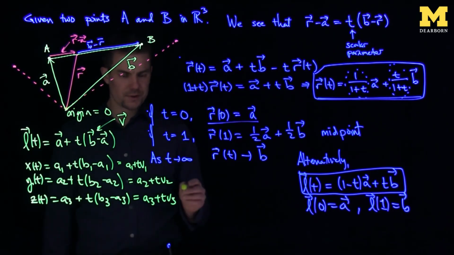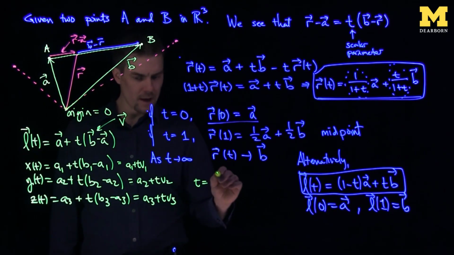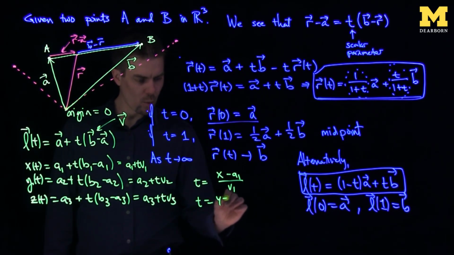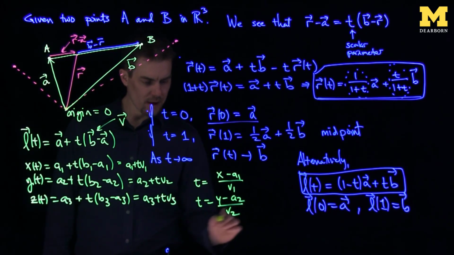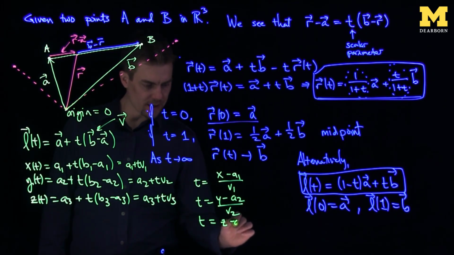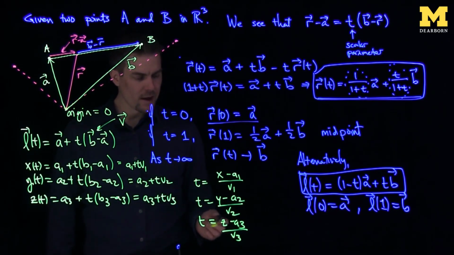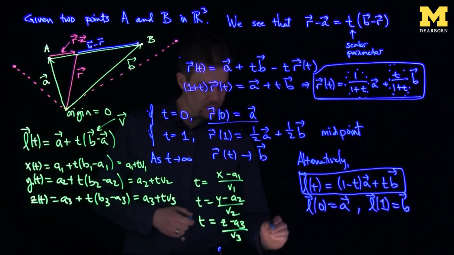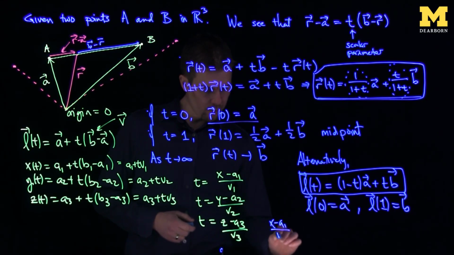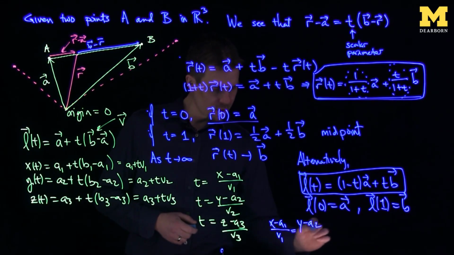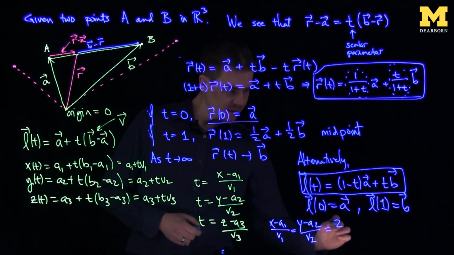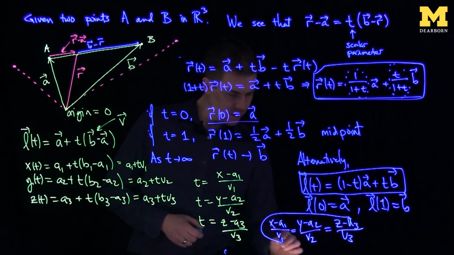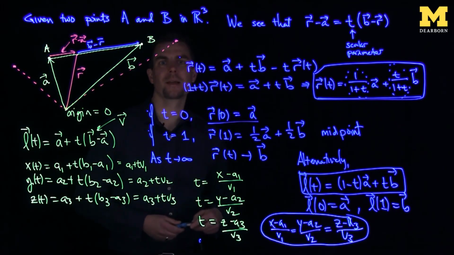Solving each of these equations for t, we see that t is equal to x minus a1 over v1. We see that t is also equal to y minus a2 over v2. And t is equal to z minus a3 over v3. And since all those things are equal to t, we can find the symmetric form of the line, which is x minus a1 over v1 is equal to y minus a2 over v2 is equal to z minus a3 over v3. And this is the symmetric form of the line. Thank you very much.